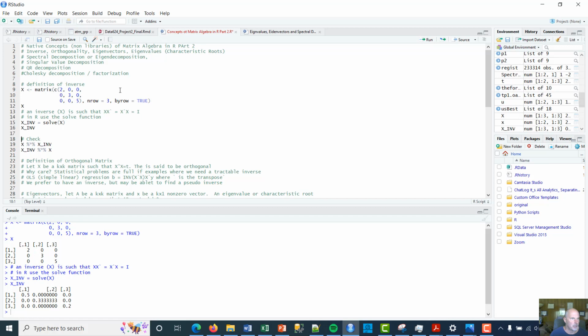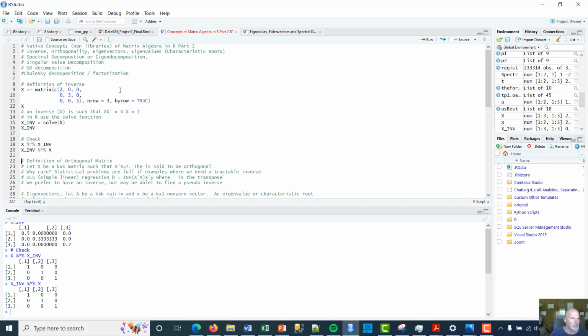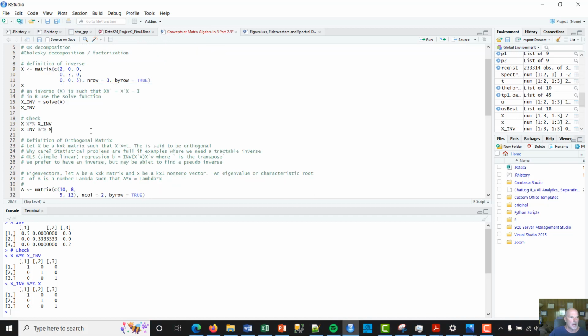And so if I want to do a check on that to make sure that I got my definition correct, again, this is the way that we multiply two matrices in R. So there we go. Now we have an identity matrix, and also if I do x inverse times x, then I get the same thing. So I've checked my formula here. So that works. Okay.